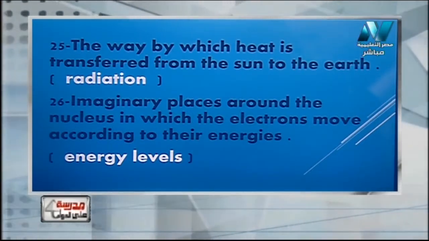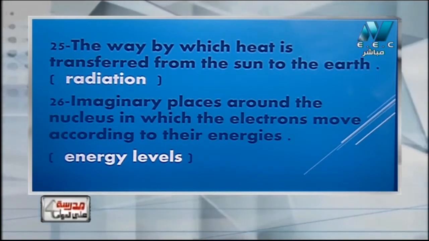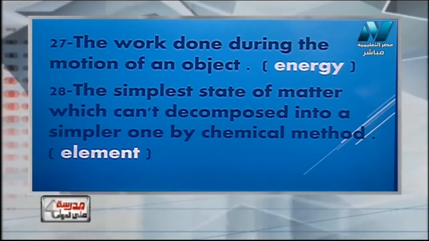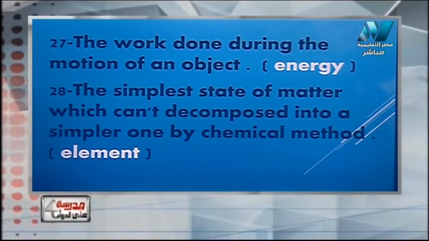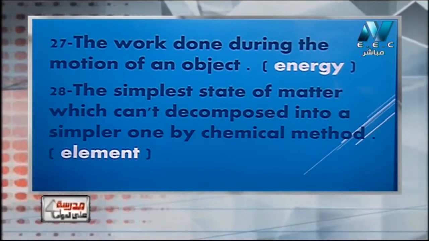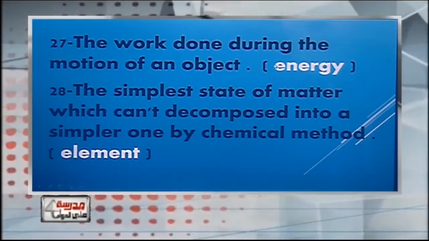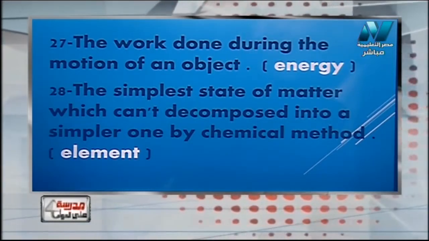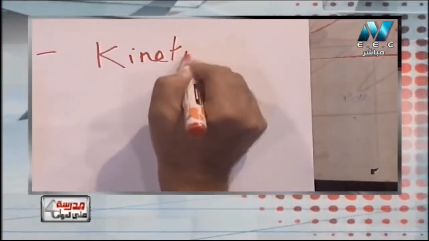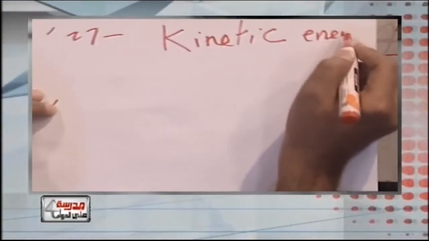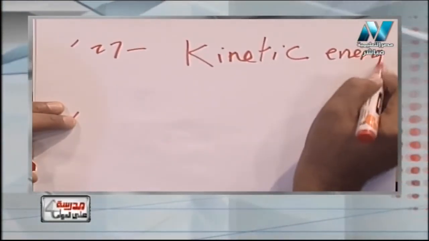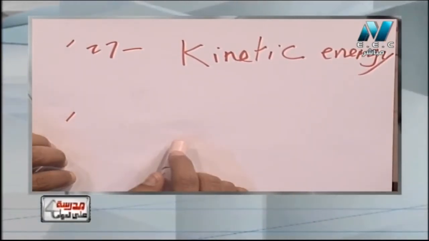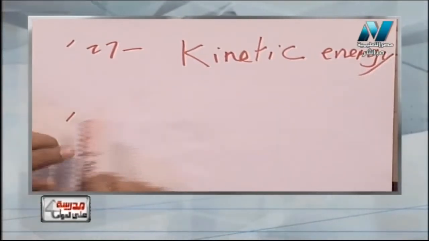Imaginary places, we have just one type of imaginary places this year. It is energy levels, K, L, M, N, O, P, and Q. 27. The work done during motion of objects, not only energy, but it is what? Number 27, it is kinetic energy. So again, the work done during the motion of an object, it is kinetic energy, not only energy.